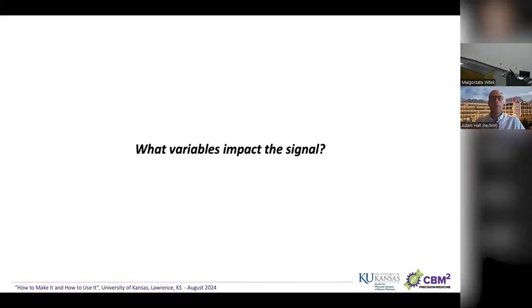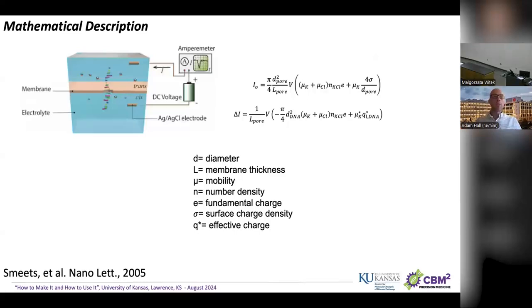Okay, so what variables actually impact the signal? All these things I just told you about, what do they depend on experimentally that we can choose in terms of designing our experiment and our device? In order to do that, we have to put a little bit of math up on the board. I probably won't go too deep into where these things come from. But this is a first approximation of how to understand both the current going through the open pore, which is I naught, and also the delta I, which is the current that is left as something translocates through the pore that you're looking at.